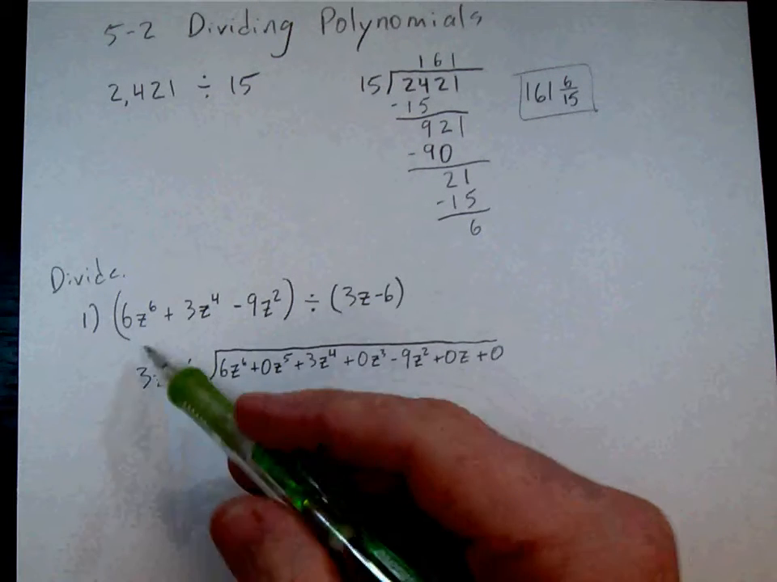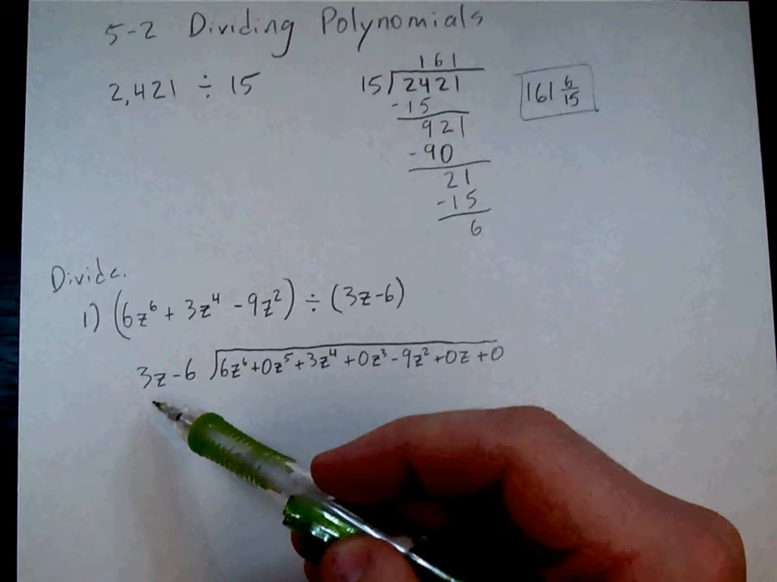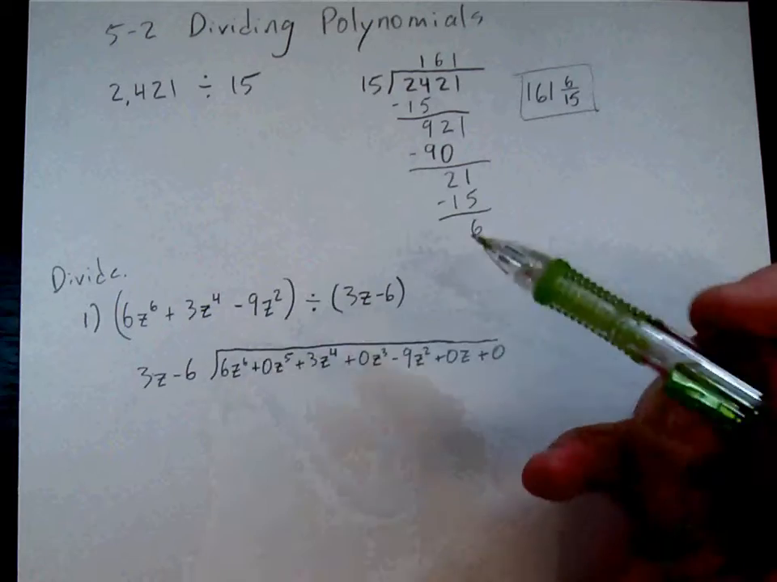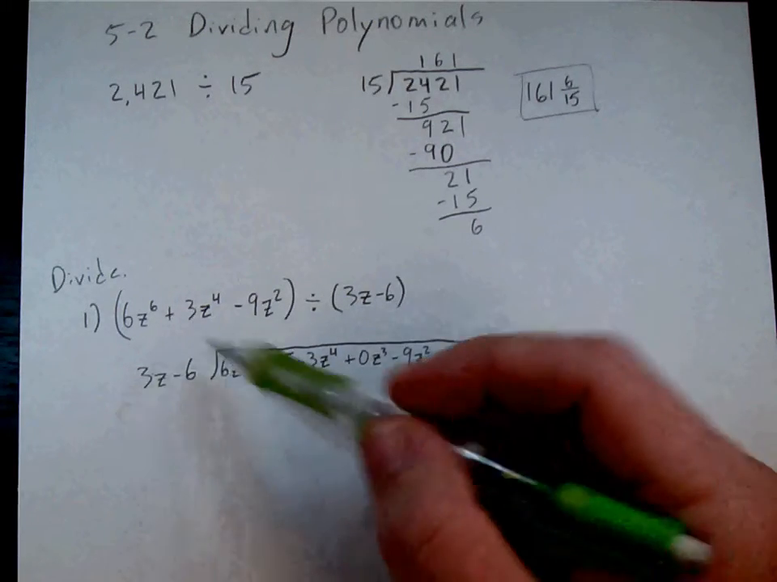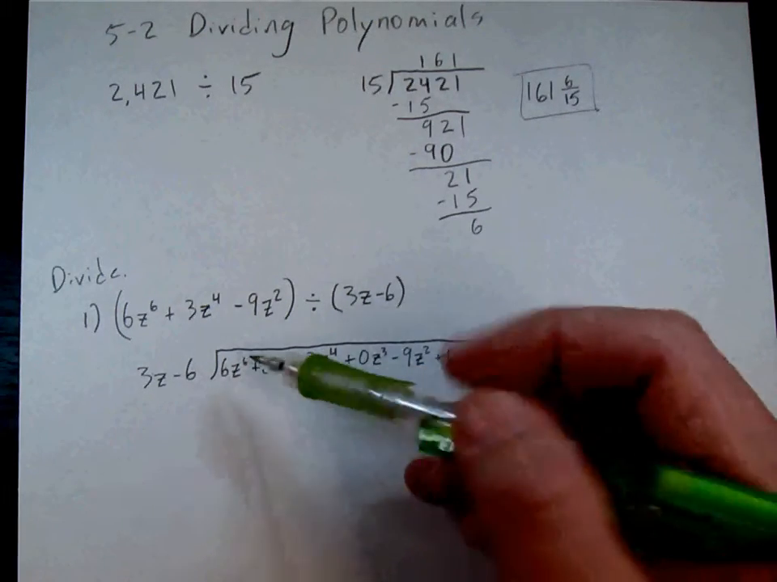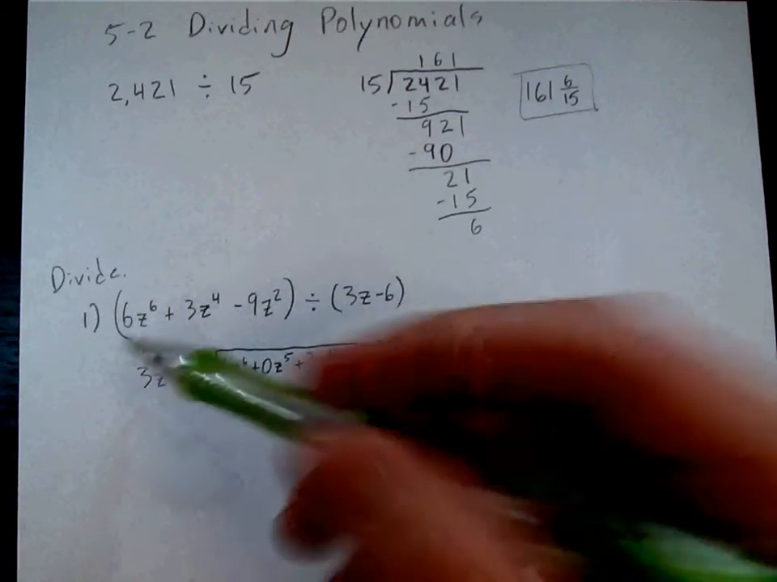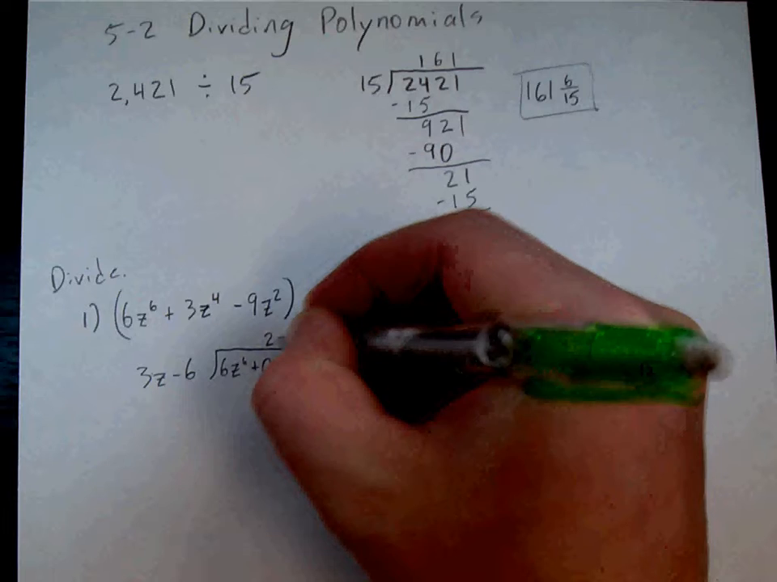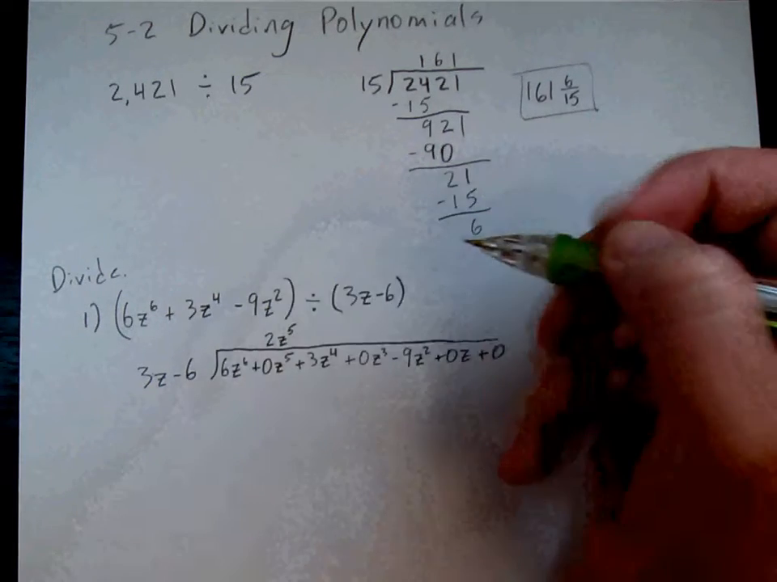And so now what I'm really going to do is look at the first term here, the 3z, and say, well, how many times does 3z go into 6z to the 6th? Well, 2, and then z goes into z to the 6th, or we'd have to take z times z to the 5th. So we get a 2 and a z to the 5th. So I'm going to align it with my other z to the 5th term here.